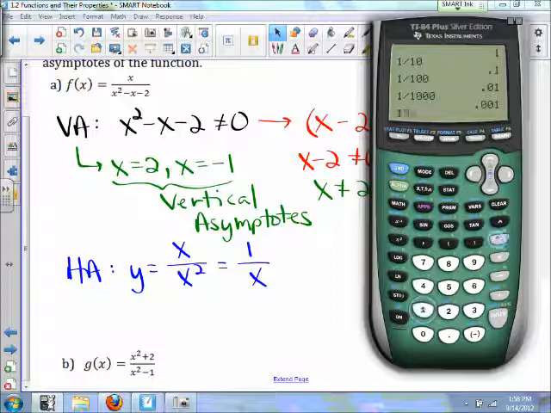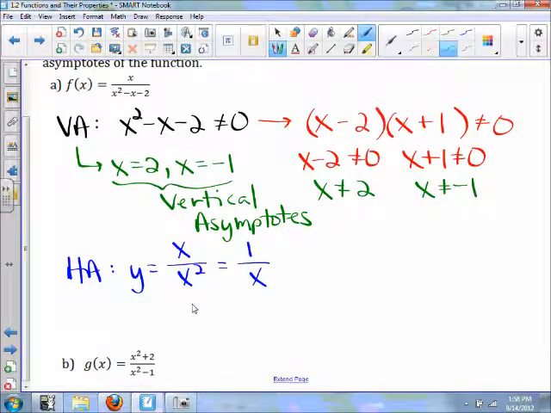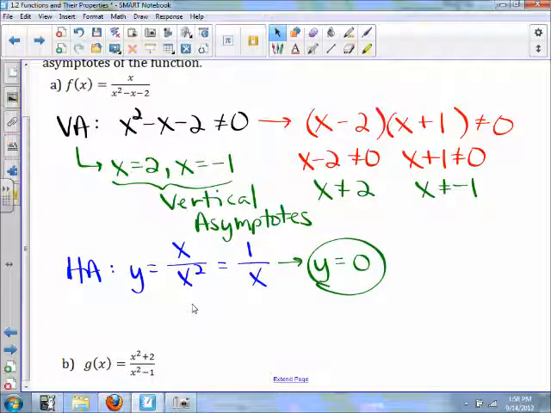What do you notice as x gets bigger and bigger? The number's getting smaller and smaller. And when we see 1e to the negative 4th, that really means 1 times 10 to the negative 4th, which is really close to 0. So my horizontal asymptote will be y is equal to 0. This will be your horizontal asymptote.